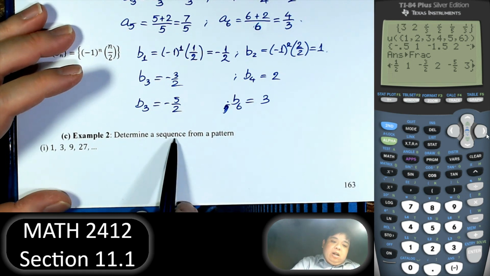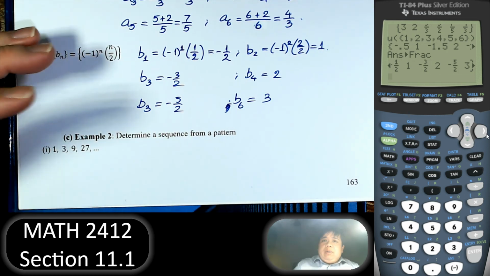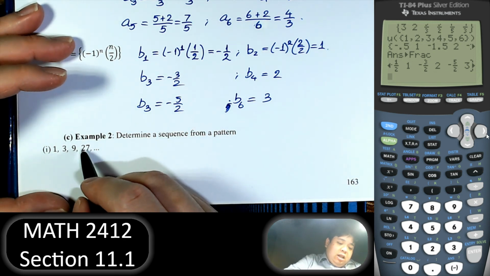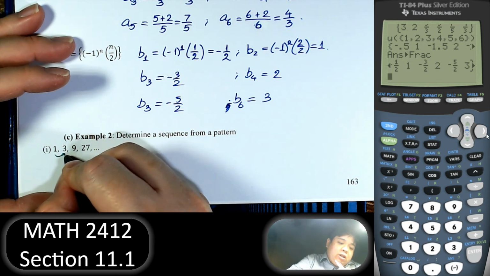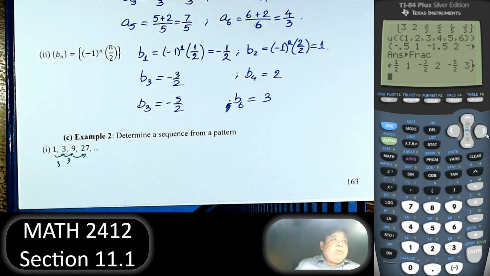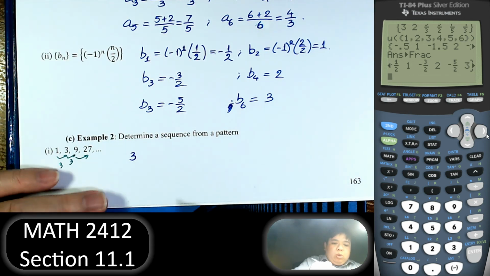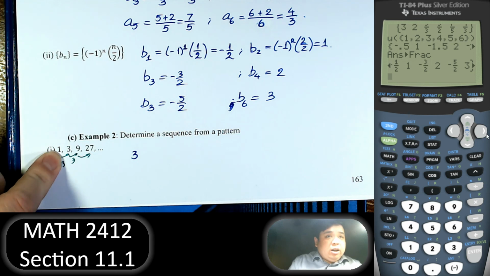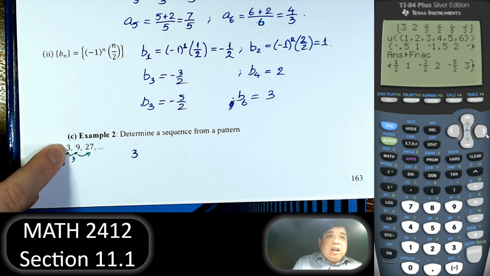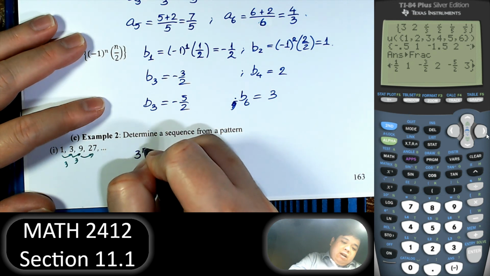Now determine a sequence from a pattern: 1, 3, 9, 27. Okay, it is easy to determine. The next term is going to be multiplied by 3, right? So we just multiply by 3 to get from this term to the next. To write the sequence, we will say it's going to be 3 times something. But if we just keep multiplying by 3, think about this. The first one, we don't have 3. The second term, we have 3. The third term, 3 times 3. The fourth term, 3 times 3 times 3. So we're going to have n minus 1 factors.